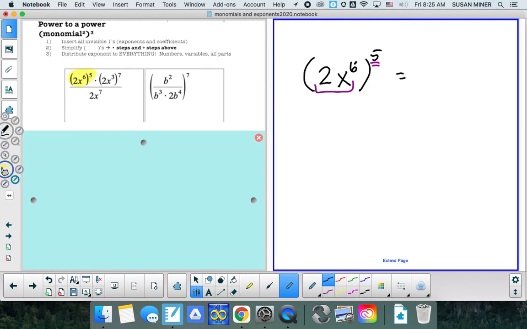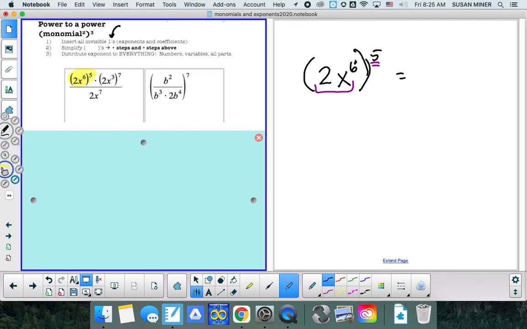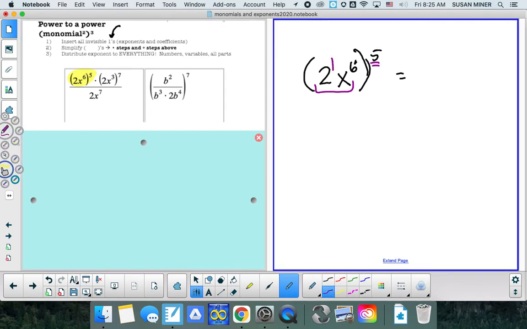error, is to go in, and the first thing you should do is insert any invisible 1 exponents in. And by that I mean, if anything doesn't have an exponent inside the parentheses, I give it the exponent of 1 so that I remember to multiply that 5 exponent by each one of those things inside the parentheses. It helps to kind of train my brain to remember to give an exponent to everything inside the parentheses. And so then what I end up with is 2 to the 5th power x to the 30th power.